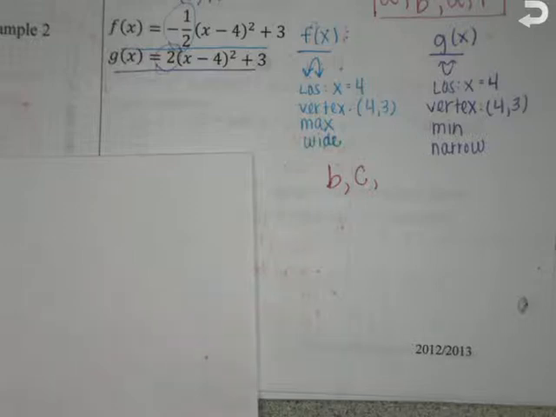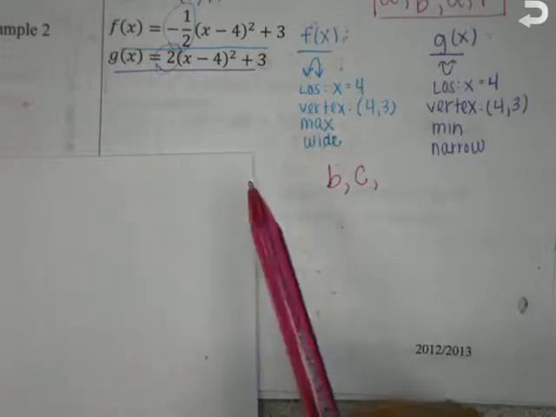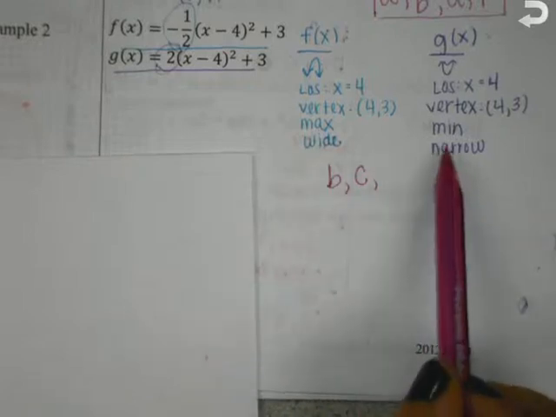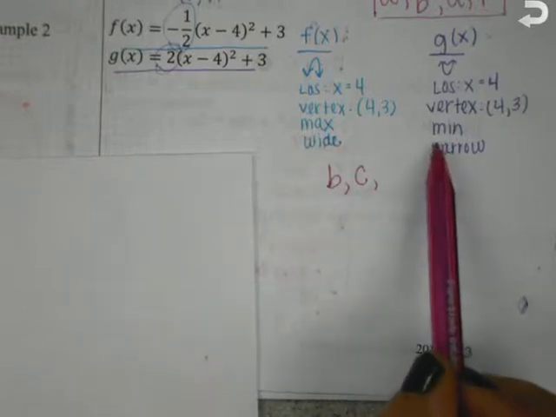And then F, G, and H. Which one is wider here? F of x is wider, because this is a fraction and this one was not. So which one says F of x is wider? G. So we have 3 that apply in this case.